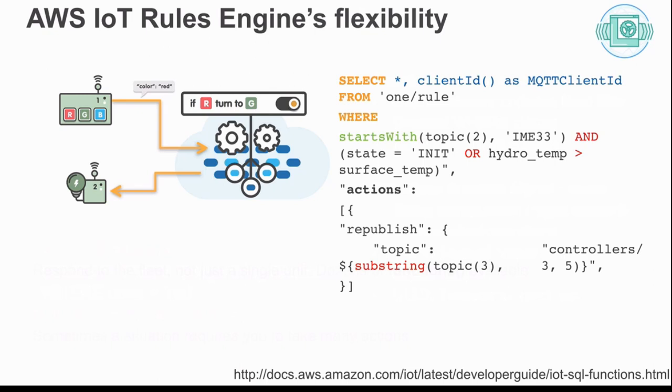And then the actions, well, we're going to republish this message back on a topic called, and the topic name's constructed dynamically here, controllers $substring. It's another built-in function, and we're going to extract the third to the fifth characters of the third part of the topic name that we originally received.